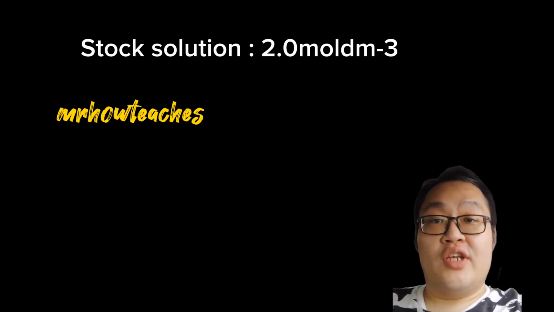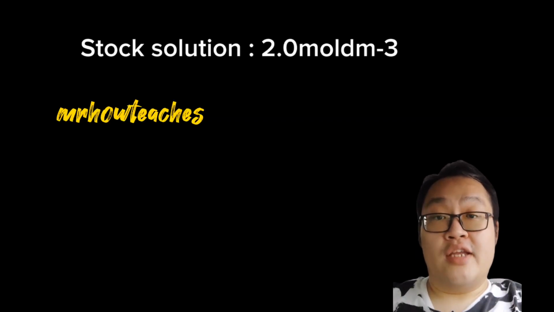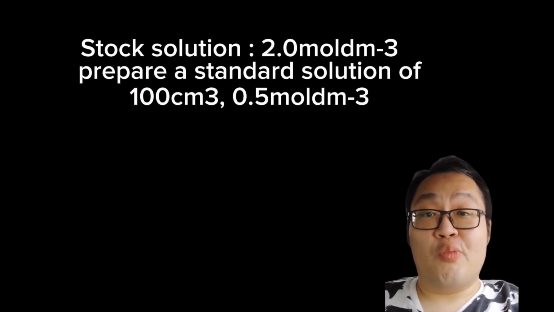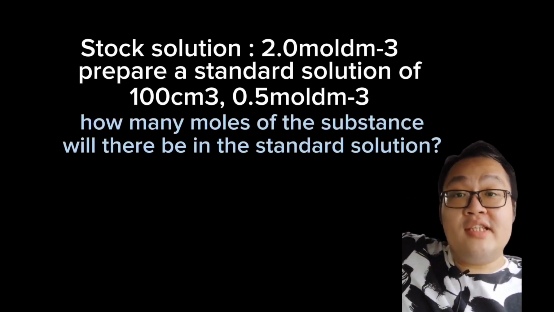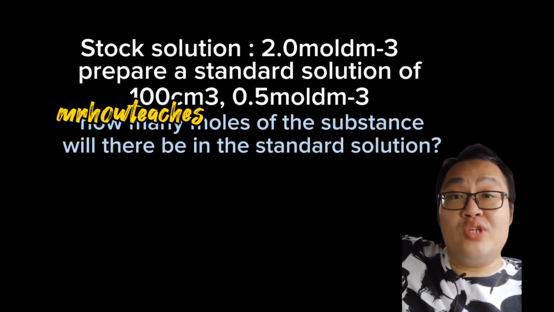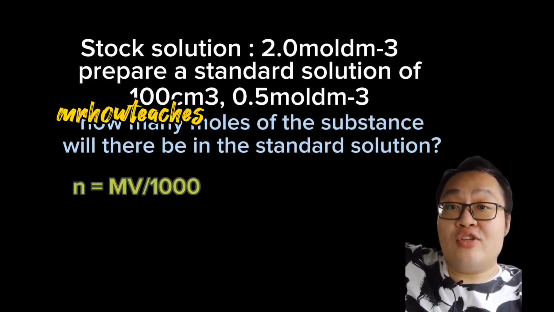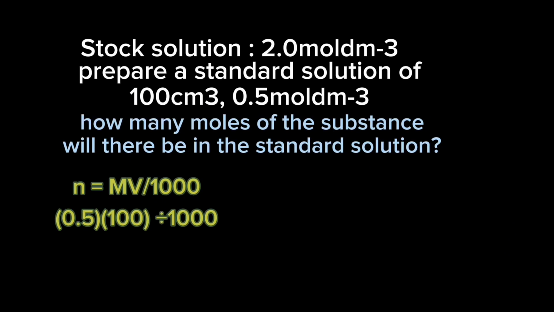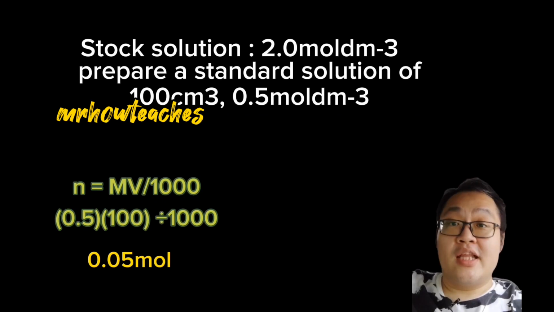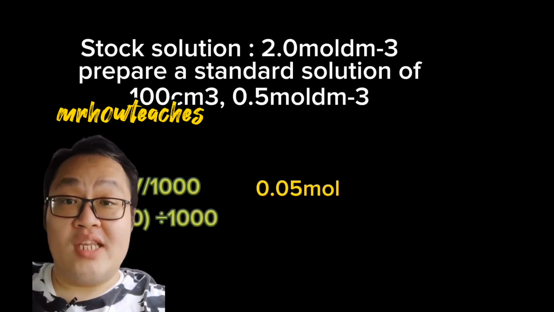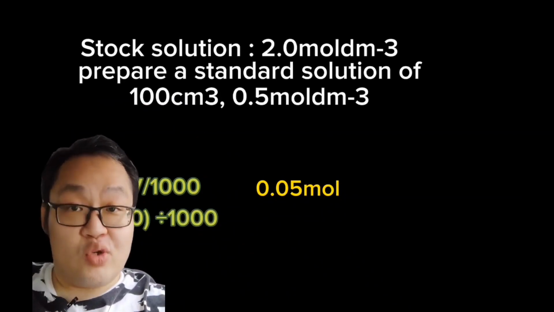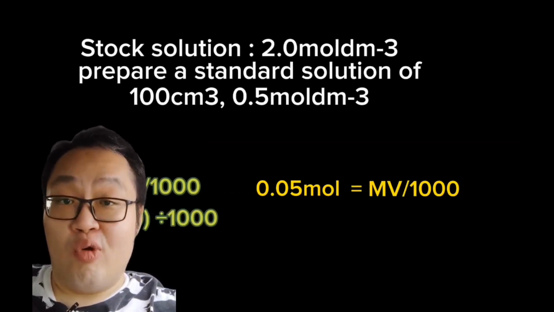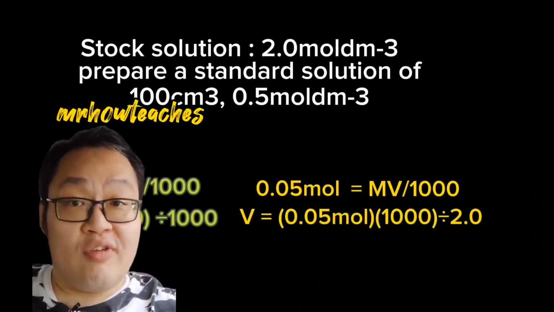Here's a sample question. You've got a stock solution of 2 mol per dm³, and your goal is to prepare a standard solution of 100 cm³ with a molarity of 0.5 mol per dm³. Whatever this substance is, you need to know how many moles you need in the standard solution. We will calculate that using MV over 1000. Slot in the molarity and volume, we'll get the answer 0.05 mole. Now we've got the answer. This is the number of moles we need from the stock solution, and we have to calculate it with MV over 1000 as well. But this time, we know the number of moles, we know the molarity, we need to find the volume.